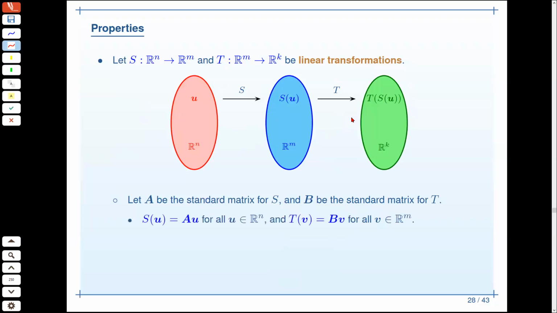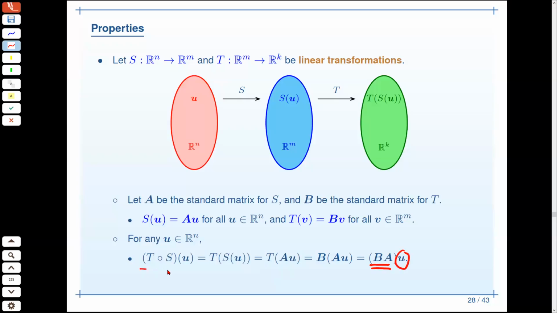By definition, S(u) equals Au and T(v) equals Bv. Now if you are looking for the composite, of course, apply it to every vector in Rn. By definition, this is T applied to S(u). S(u) equals Au, so we just have T applied to Au. But applying T to Au is just the pre-multiplication by B. So this is B times Au, or we can say it is the matrix BA multiplied with u. So this is a linear transformation with standard matrix BA.